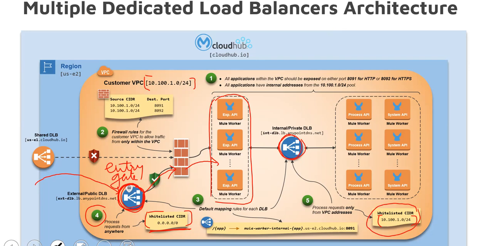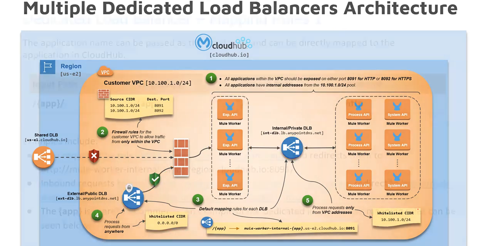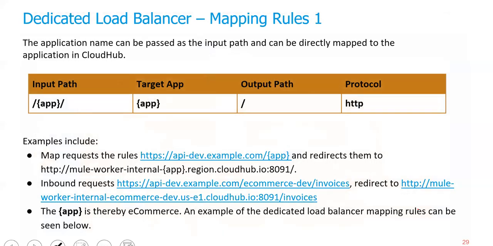Okay. Now let's go ahead. So we have seen shared VPC, shared load balancer. We have seen dedicated VPC, dedicated load balancer with a single load balancer and with multiple load balancers. Okay. Now let's talk about the rules. This is basically a default rule. When you create a dedicated load balancer, this is the default mapping rule we get. Now, what is this mapping rule? How does this work? Let's try to understand.